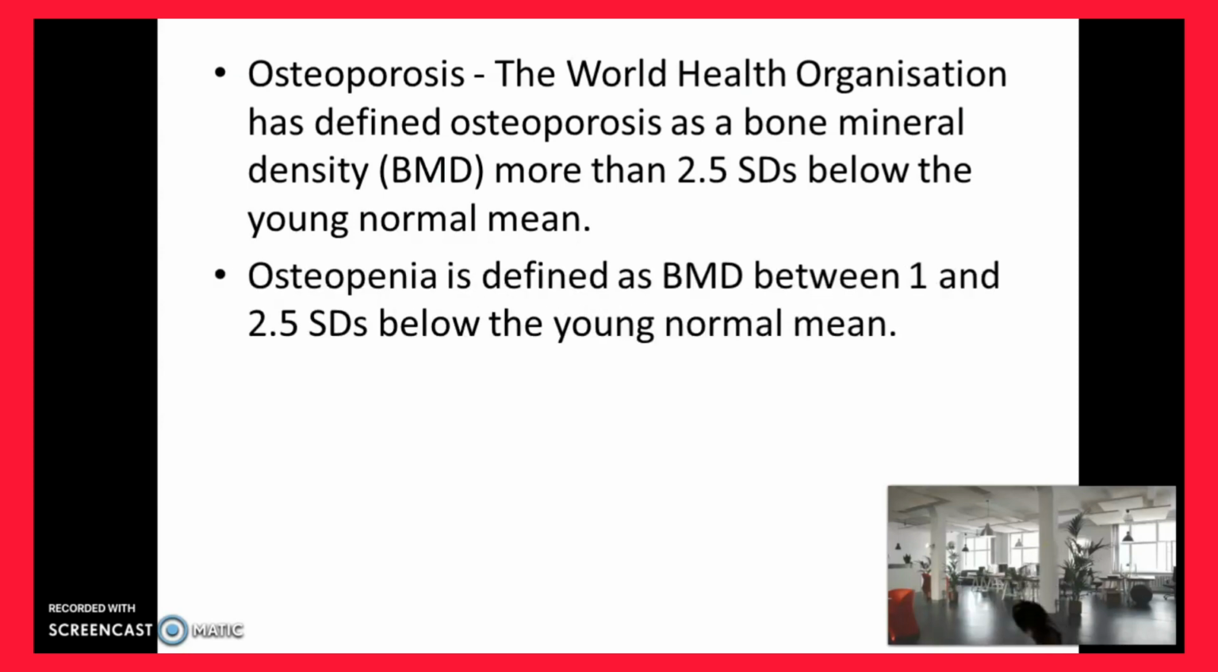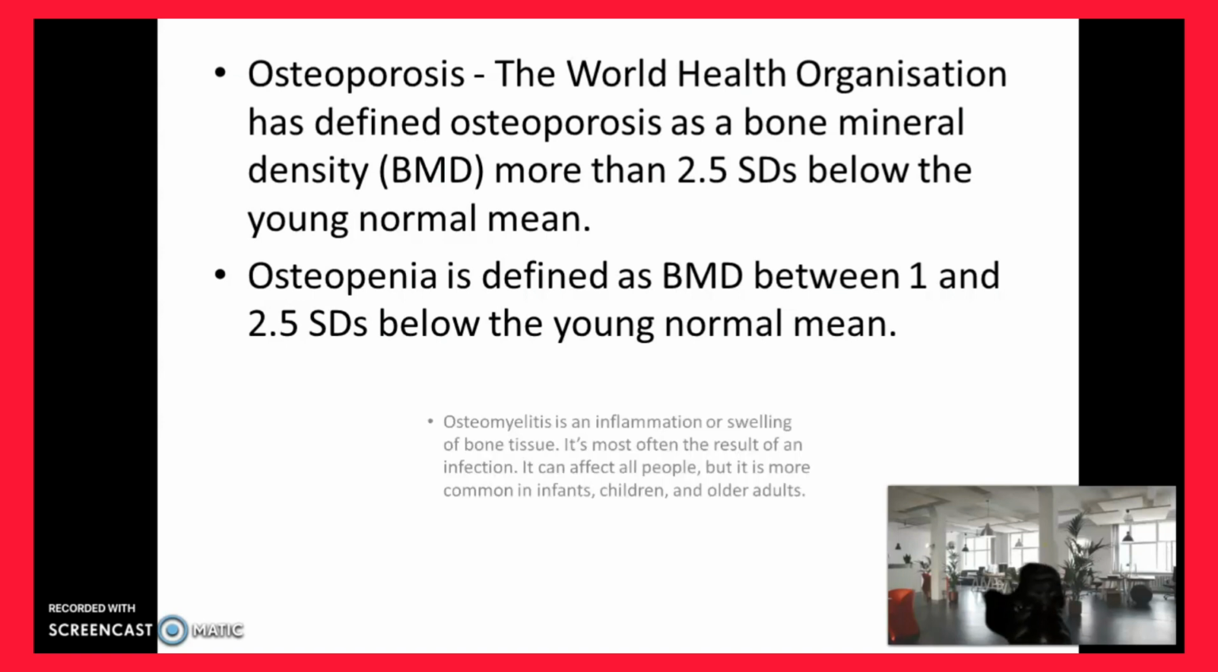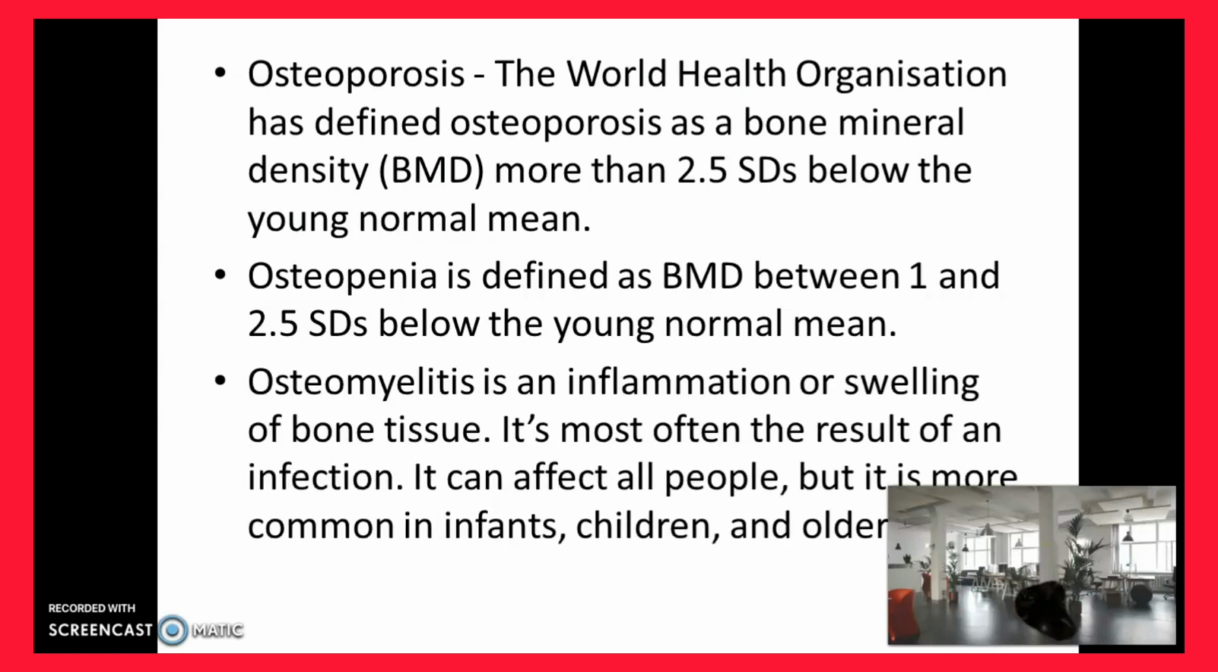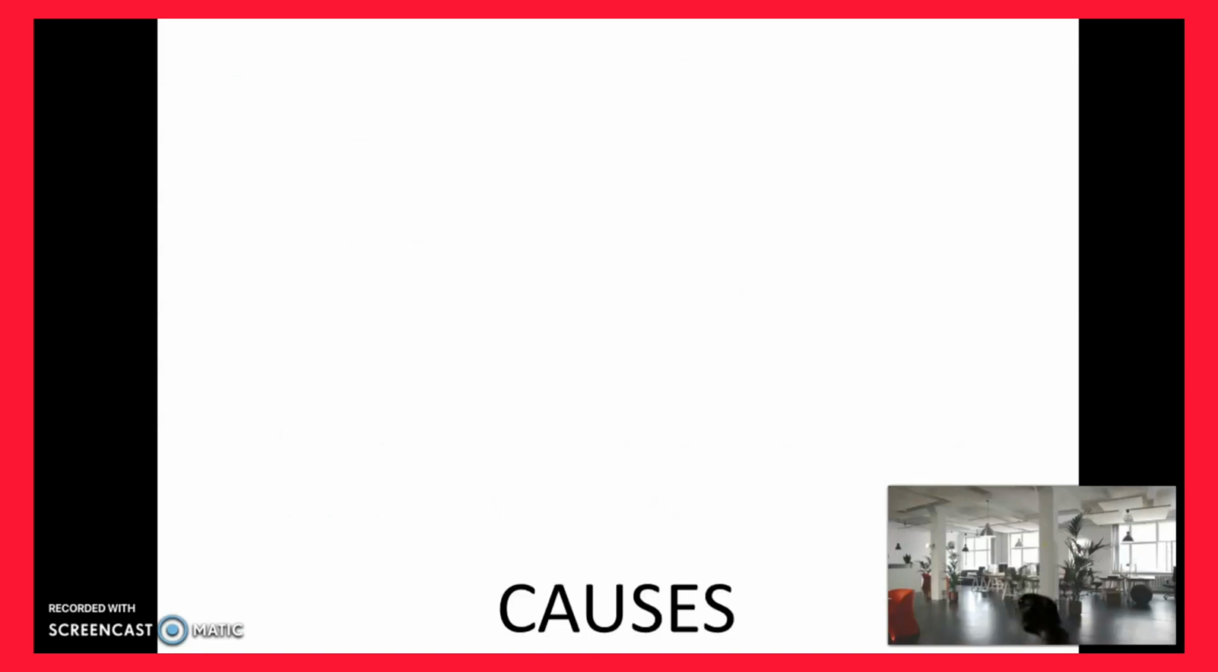Osteopenia is defined as bone mineral density between 1 and 2.5 standard deviations below the young normal mean. And osteomyelitis is an inflammation or swelling of bone tissues. It is most often the result of an infection. It can affect all people, but it is more common in infant children and older adults.